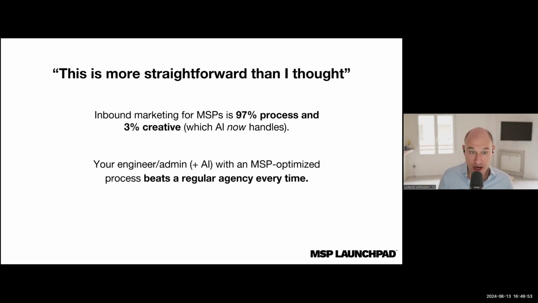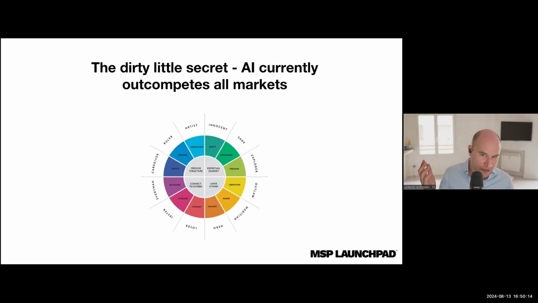And I can tell you that your engineer or an admin on your team or you will do a better job than 99%, 99.9% probably, of marketing agencies in the world if you have the right process to do it and you just execute yourself. With the right step by step, you're going to outcompete pretty much everyone. And the dirty little secret, of course, is that AI now enables all of this.